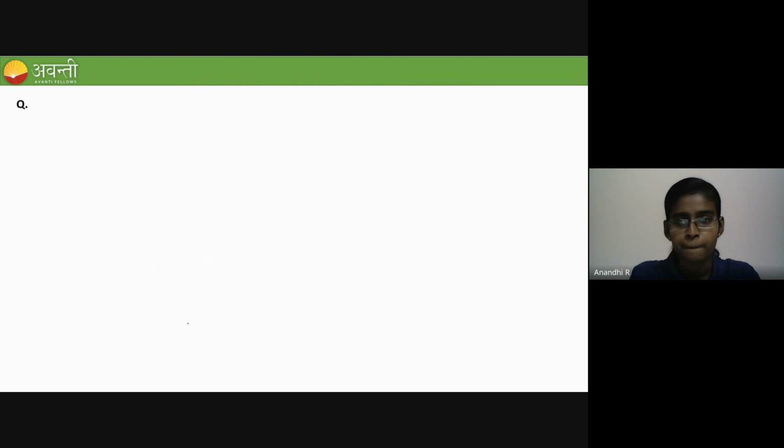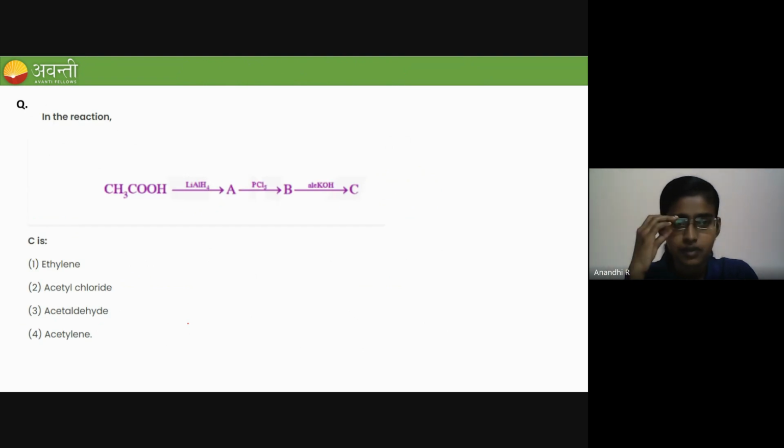Okay. So we'll solve a question. In the reaction, you have to find out C. To find out C, we have to find out A and B, right? So first, ethanoic acid is taken as the reactant here, and it is treated with lithium aluminium hydride. Who is this lithium aluminium hydride? It is a reducing agent. It will reduce this carboxylic acid part to alcohol, primary alcohol, right? So we'll get CH3CH2OH. So this is compound A.